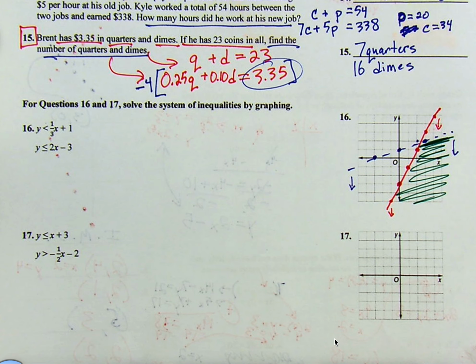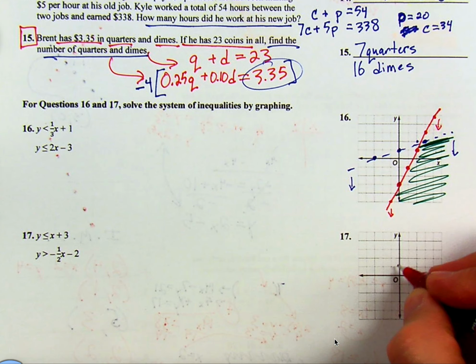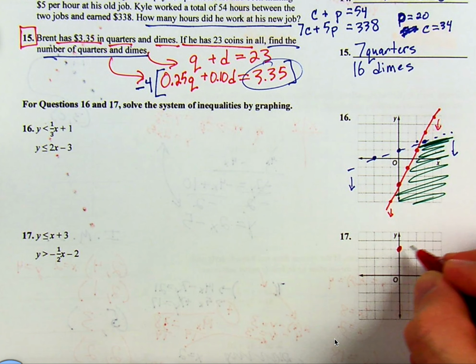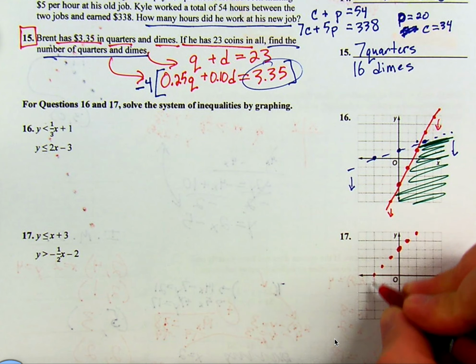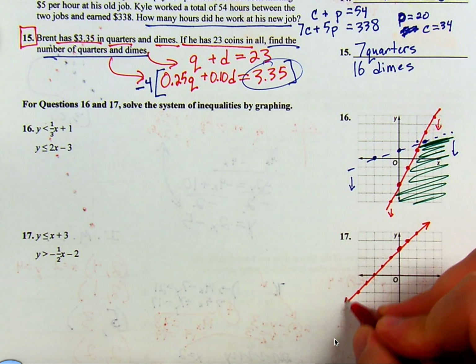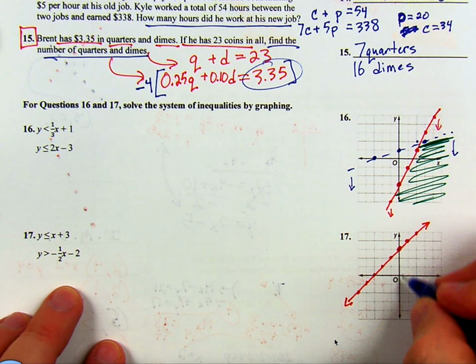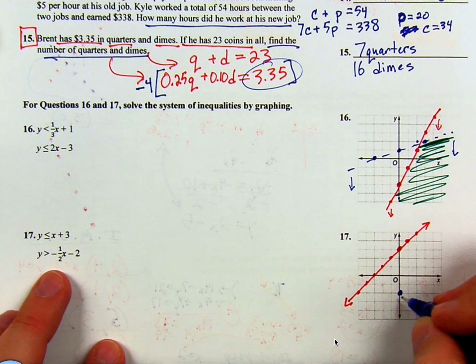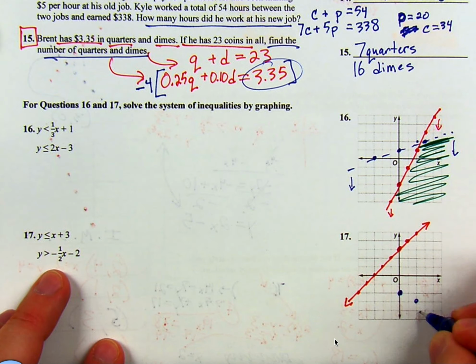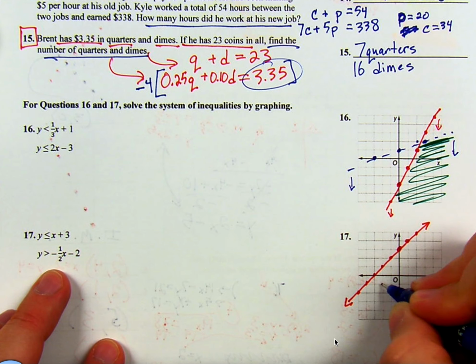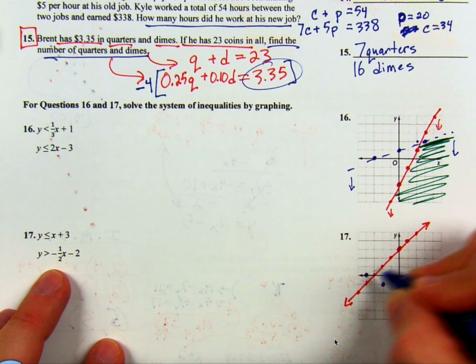All right. Same idea on number 17. I will do the first one. Start at +3. 1, 2, 3. And I have a slope of 1. Solid line on that one, so make sure you get those details correct. Okay. Dotted line on this next one. It's going to start at -2. It's going to go down 1 over 2, down 1 over 2, dotted line.